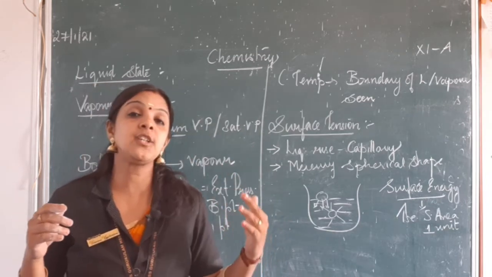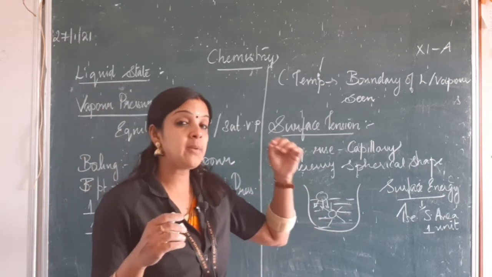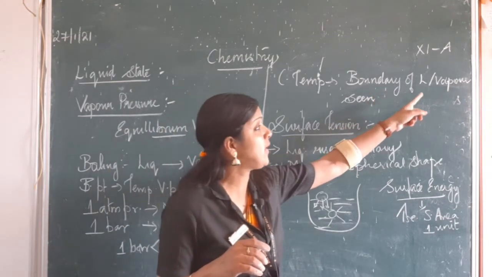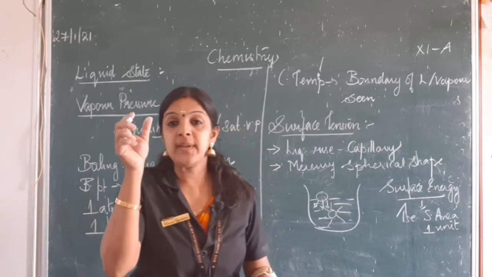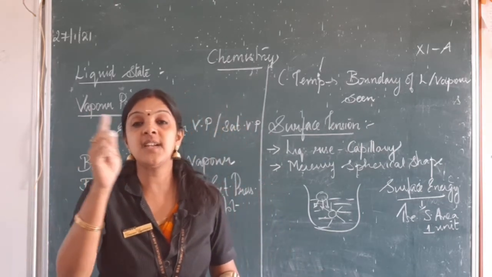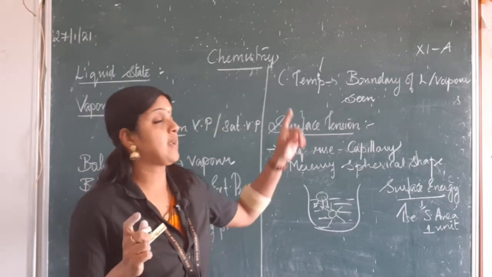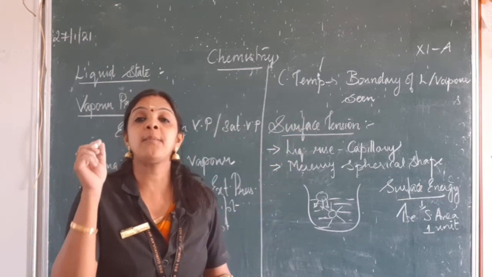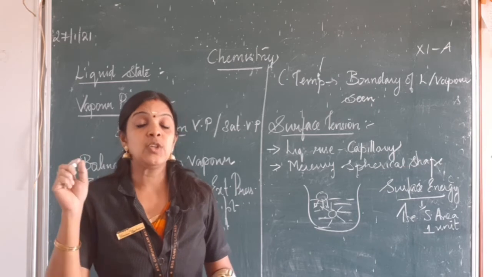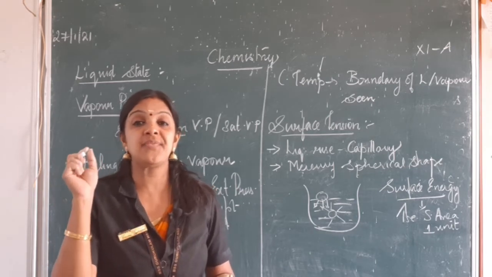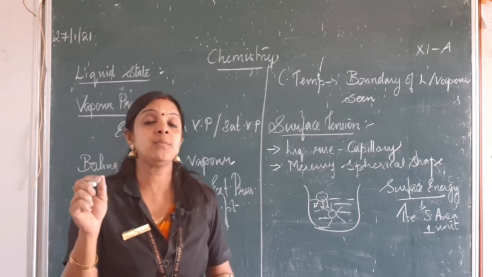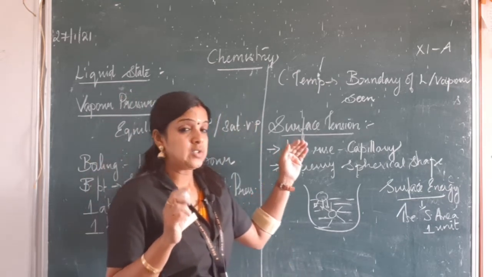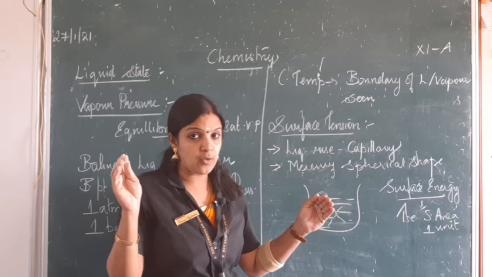So the density of the vapor actually rises. When the density of the vapor rises, there will be a particular temperature where you could see a boundary between the liquid and the vapor. There will be a liquid-vapor boundary clearly seen. That particular temperature we call the critical temperature. So the critical temperature is the temperature where it is clearly visible that there is a separation between the liquid and the vapor form. These are the main things that we are learning about the liquid state.